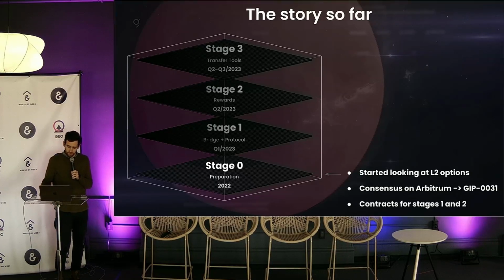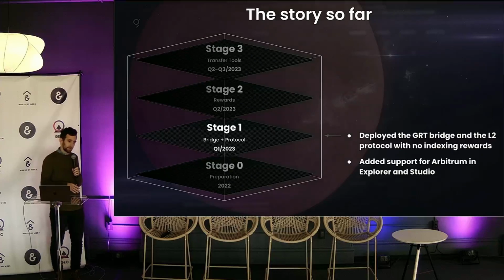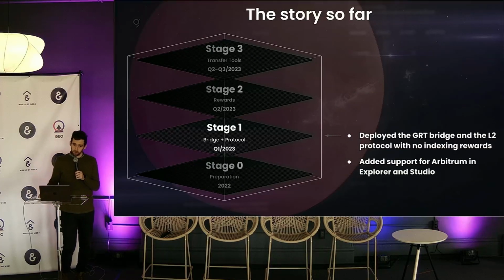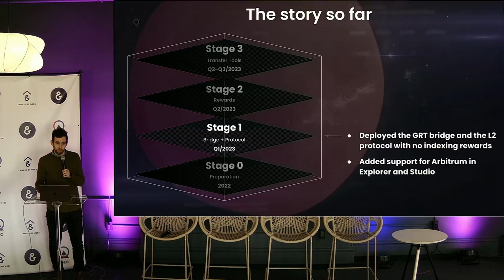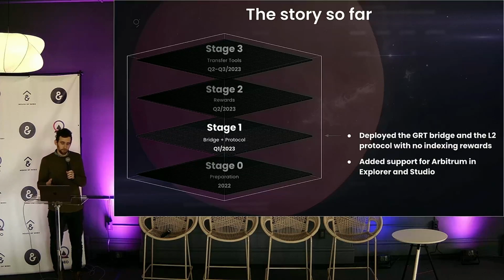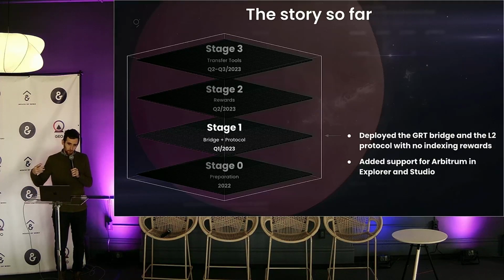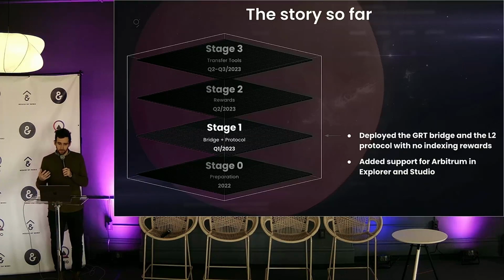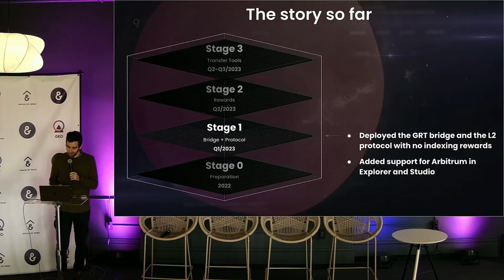But we got those contracts done, and then late last year, around December, we actually deployed the bridge, and we deployed the L2 protocol. And then at the beginning of this year, we entered stage 1, where the bridge and the protocol were deployed on L2. We now have mainnet, the Graph network, and then Arbitrum One, the Graph network. And then all of the other work started in terms of surfacing this in the products, in Explorer and Studio, and the things that people use to interact with this network, or now these networks.